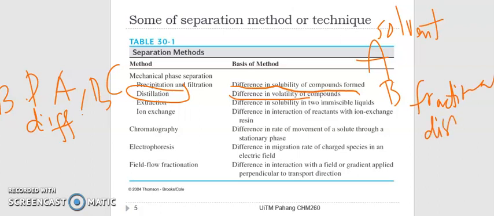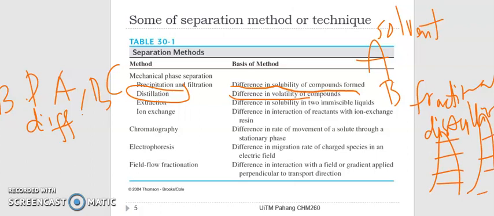Dekat mana? Okay, so remember dekat yang kita balik macam Terengganu semua tu kan, yang kita ada tower tinggi-tinggi tu. So that one. Contoh fractional distillation lah. Crude oil dapat daripada ni kan, and then kita masukkan kat situ. Okay, so crude oil is made up from a lot of hydrocarbons.